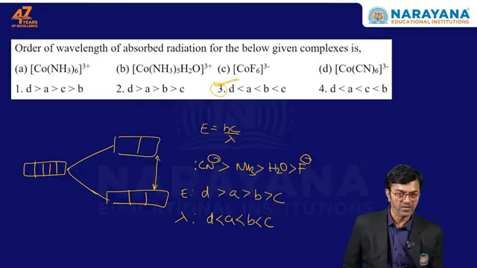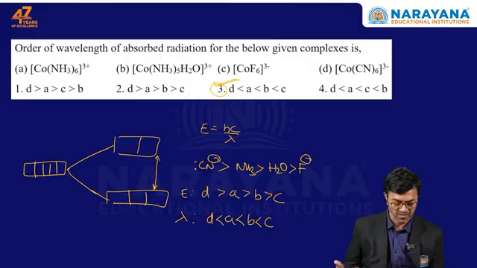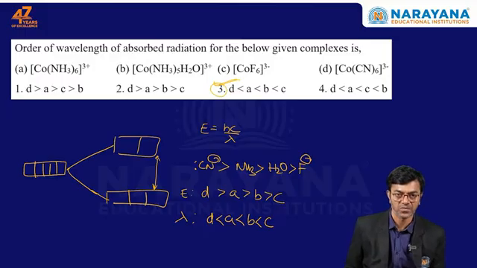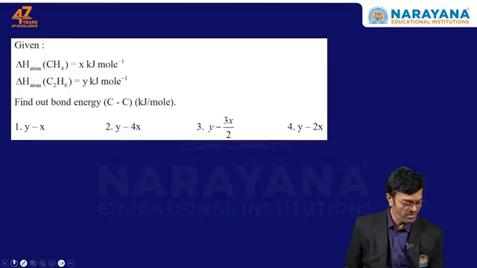It's a simple question. We do not need to find any delta naught values or all those things. We just have to arrange the ligands in the order of frequency or wavelength. In the spectrochemical series, we come to know that CN minus is stronger than ammonia, then water, then F minus. That is the order of energy they absorb. So lambda will be inversely proportional to that. Therefore, that order will be D, A, B, C. So option 3 will be correct.